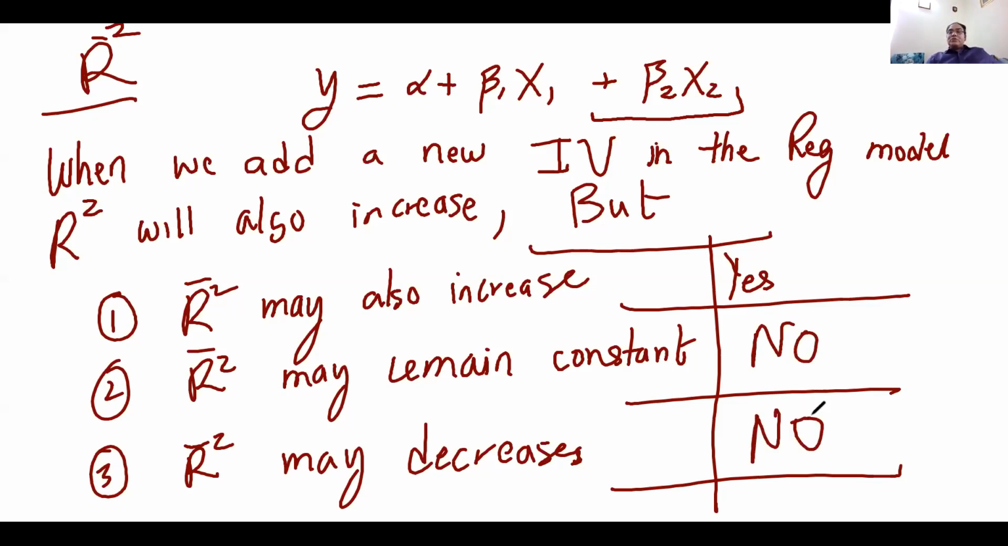So the adjusted R square will tell you whether we should add the independent variable in the regression model or not. In the first case, adjusted R square increases, in the second it remains constant, and in the third it decreases. So in this case, we should not add that variable in the regression model, but in this case, we should add the new independent variable in the regression model. I will also show this example in regression, but the meaning should be clear.